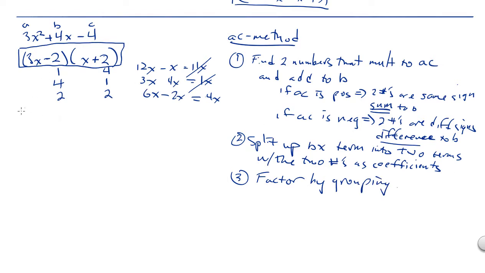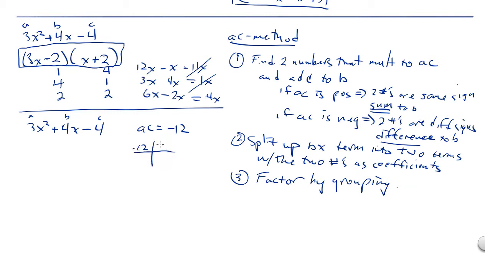So let me show you how that works with this one here. So we've got 3x squared plus 4x minus 4. A, B, C. So AC is negative 12. So we've got to find two numbers whose product is negative 12. And so since it's negative, we're looking at a difference. And we're looking for a difference of 4. And we've already seen this several times before.